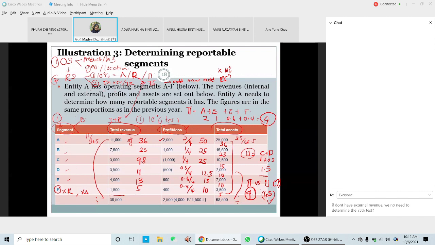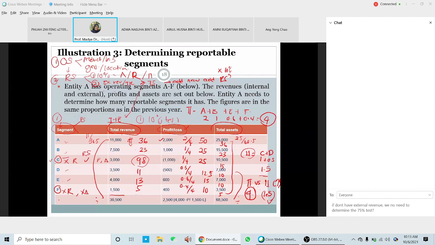Now we need to look at C here. If you look here, C also does not fulfill the total revenue. But we analyze C here. We said that the ones we can confirm to be a reportable segment are A, B, D, and E because they fulfill all three criteria. But for C, even though C does not fulfill the criterion of revenue, it fulfills the criterion of profit and also the criterion of asset. So C also can be a reportable segment.